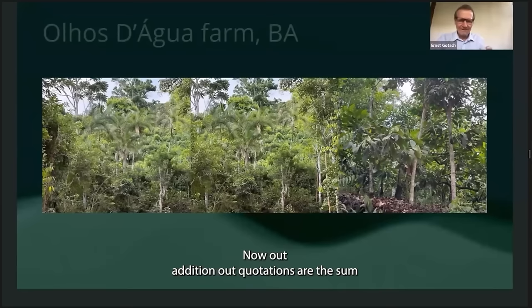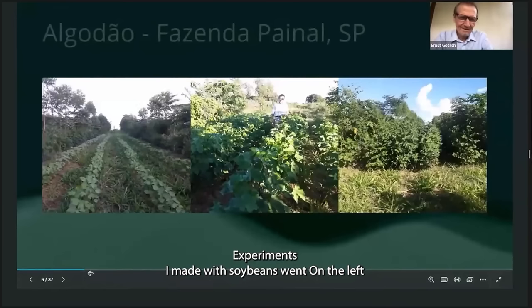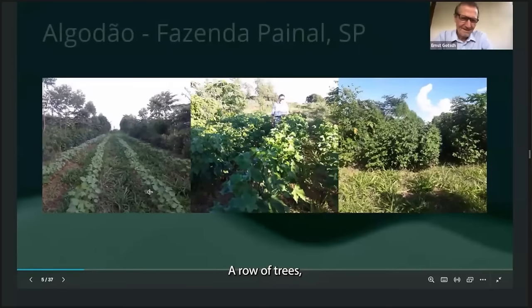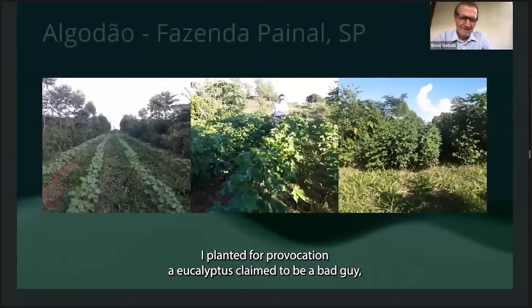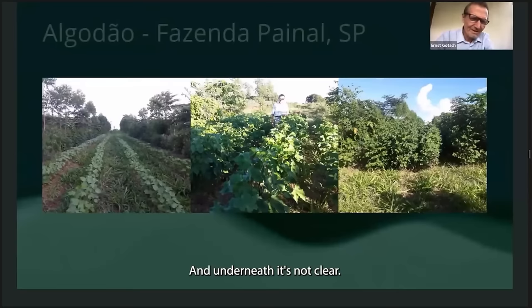Okay, now the plantations. These are small plantation experiments I made with soybeans. On the left side, you see a new cotton plantation. You see both sides a row of trees, and the trees are stratified. On the top, I planted eucalyptus, blamed to be a bad guy who dries out soil and steals, competes with other plants and has an allelopathy to other plants. Underneath, it's not well clear, but if you enlarge a little bit, you see a papaya. Then the next layer are local trees, which are coming up, and underneath, it's quite dense, it's coffee.